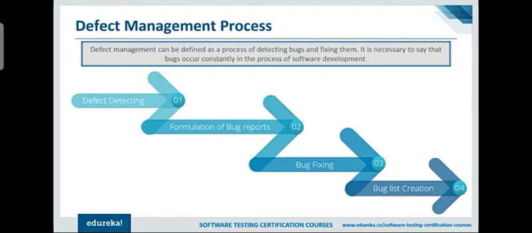Generally, defect management can be defined as a process of detecting bugs and fixing them. It is necessary to say that bugs occur constantly in the process of software development. They are a part of the software industry, and that is because of the fact that software development is quite a complex process. The team members are usually placed in strict time frames. They must write large pieces of code every day, and they usually don't have time to think about how to avoid bugs. Hence, every software development project requires a process that helps to detect defects and fix them.